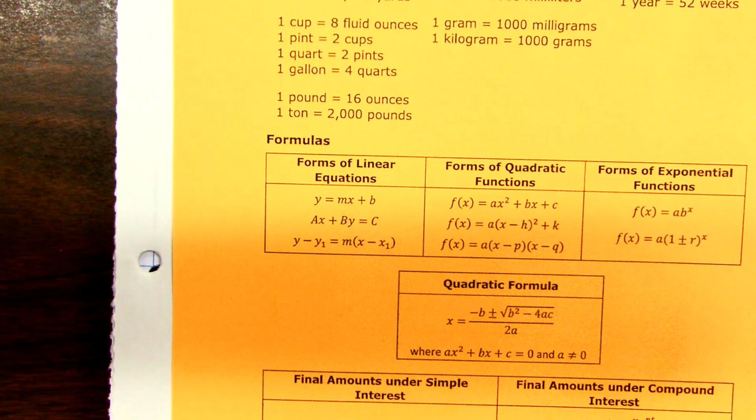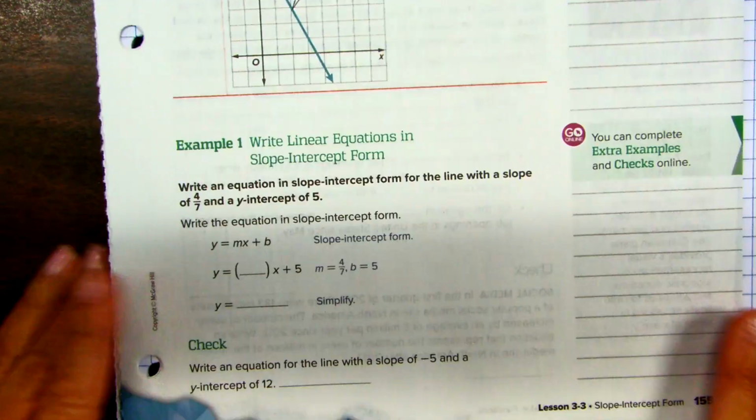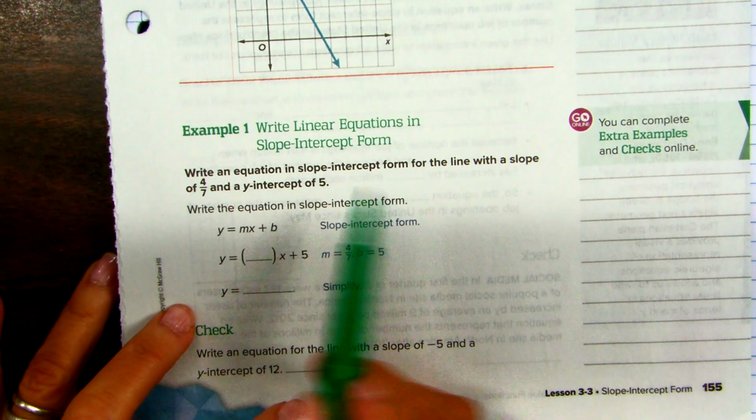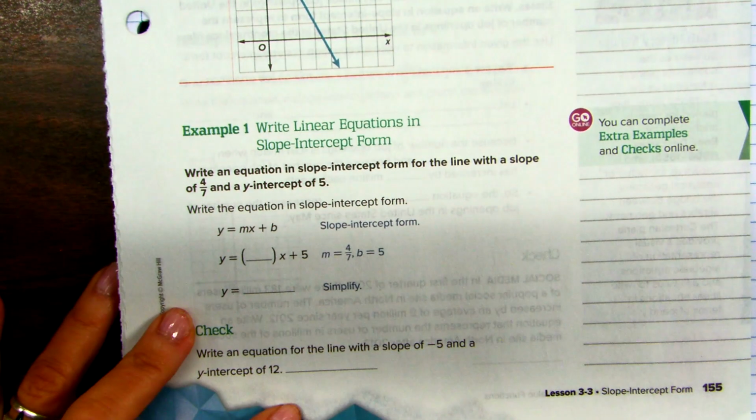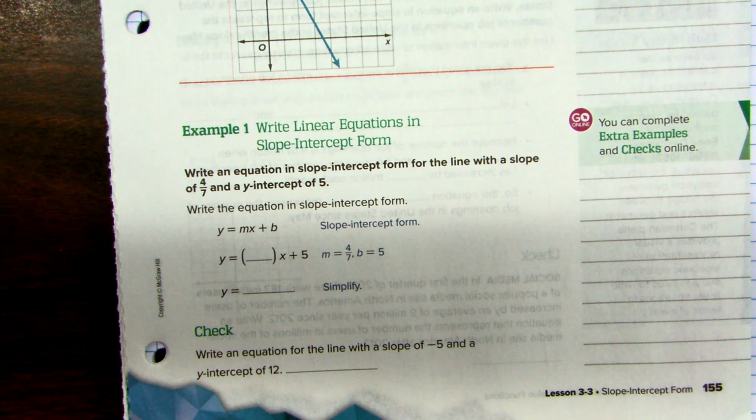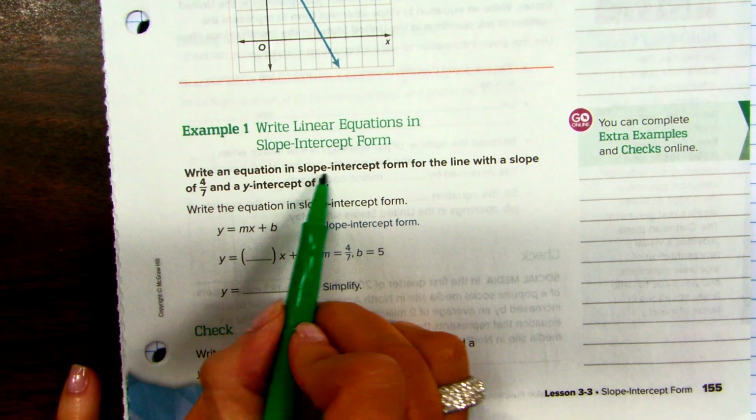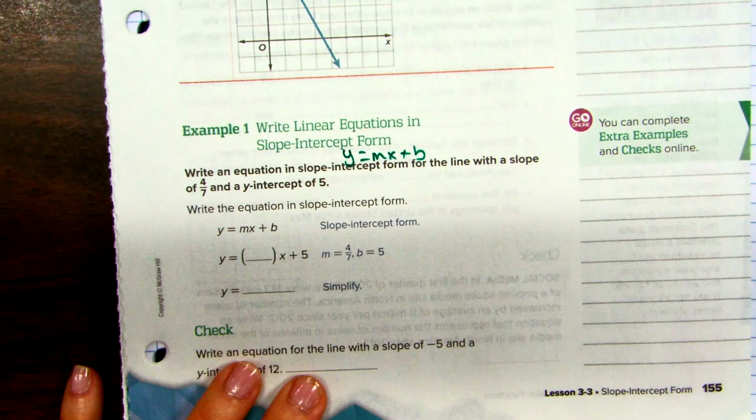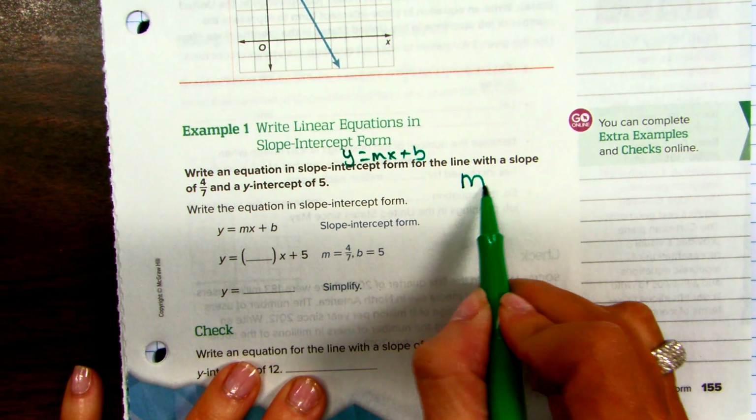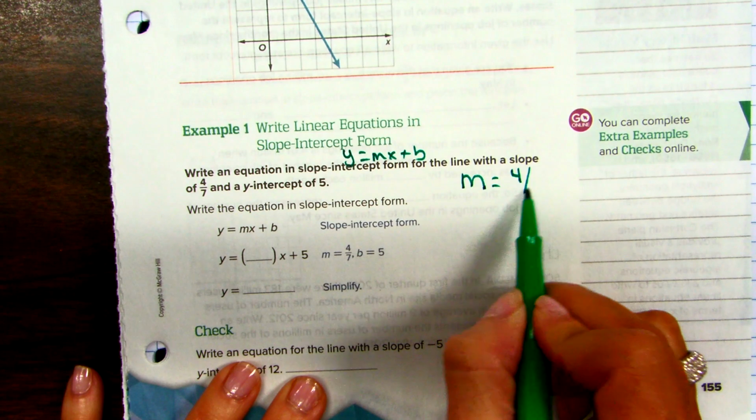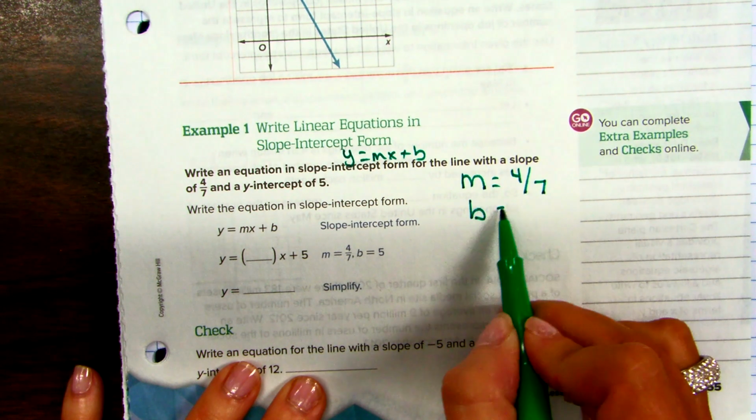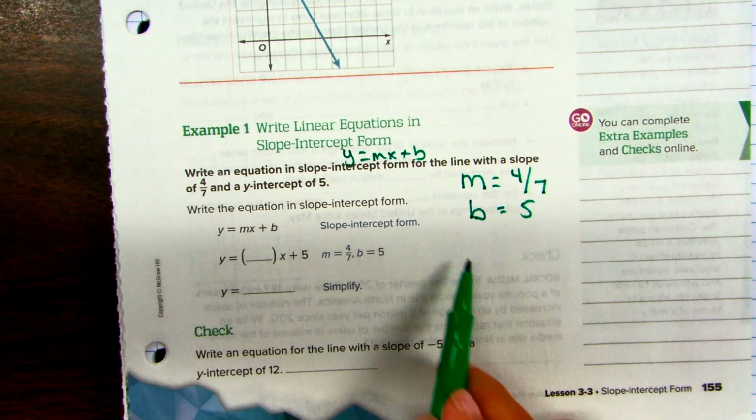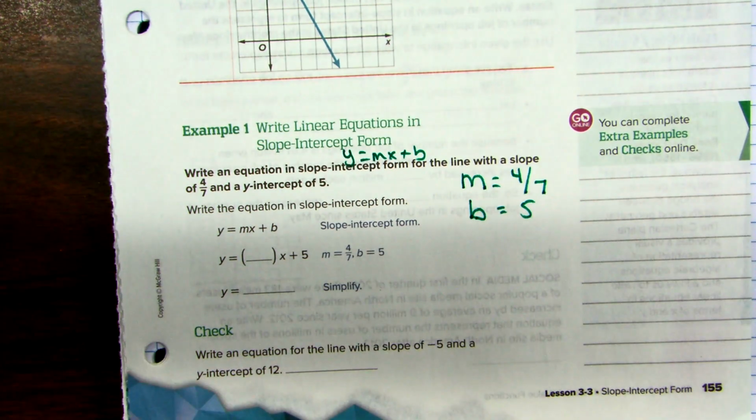y equals mx plus b. So the first type of problem we're going to do, really simple, guys. We're going to be given two numbers and asked to put them in slope-intercept form. Literally just figuring out which one's the m and which one's the b, and you just plug it in, okay? Looking at this question, write an equation in slope-intercept form, that y equals mx plus b formula, for the line with a slope, m is slope, of 4/7 and a y-intercept of 5. You need to know m and b connect to those words, okay?